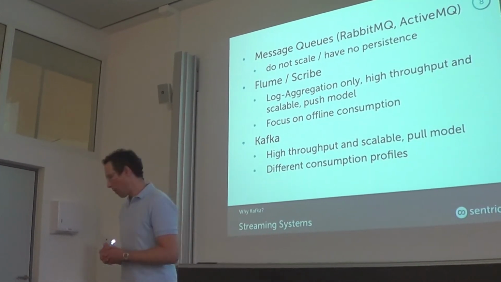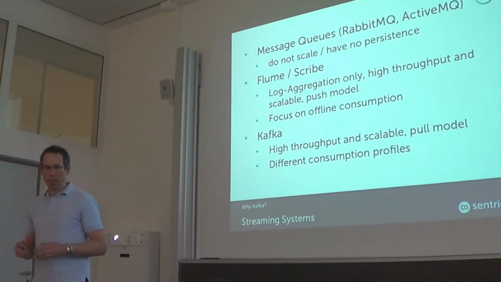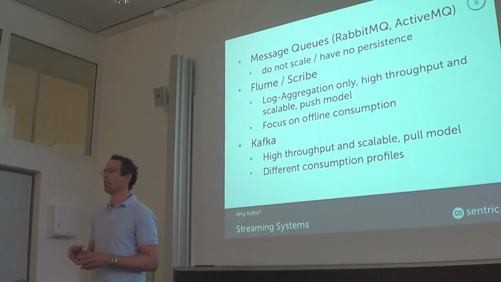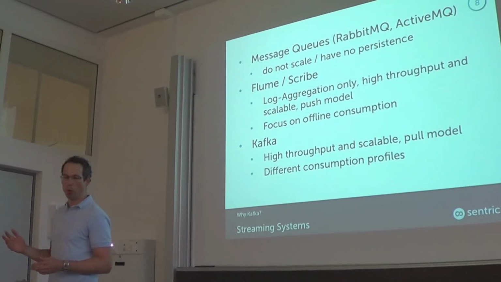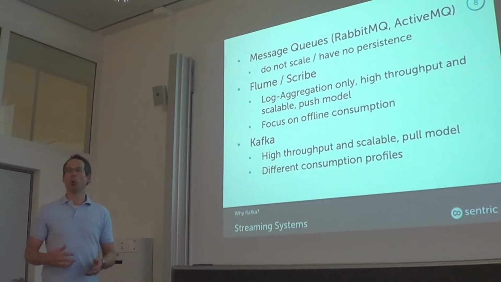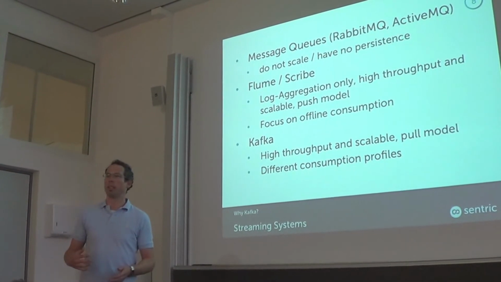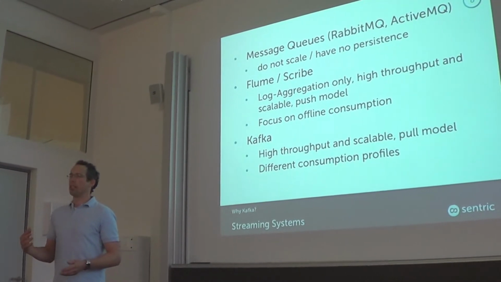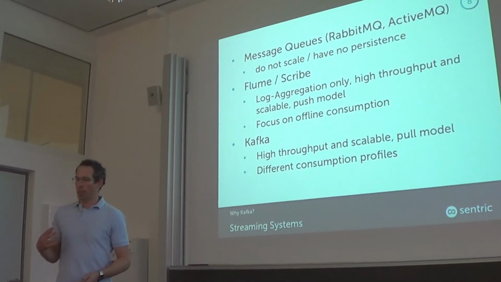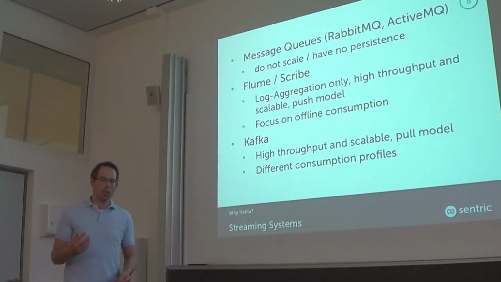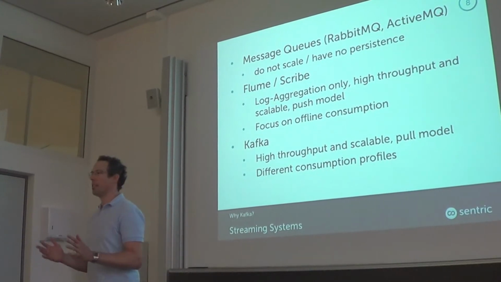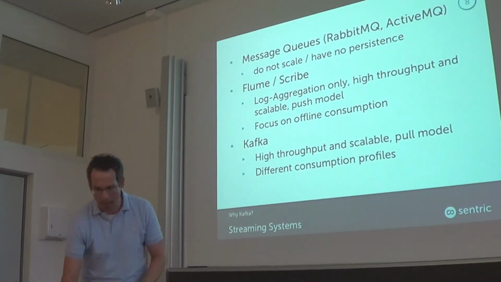So Kafka was built with high throughput and scalability in mind, and uses, unlike other messaging systems, the push-pull model. That means that the consumer pulls the data from the broker, and it says, I can read the message in my way. That means in my consumption profile, and there are no unread messages on the broker in that way.